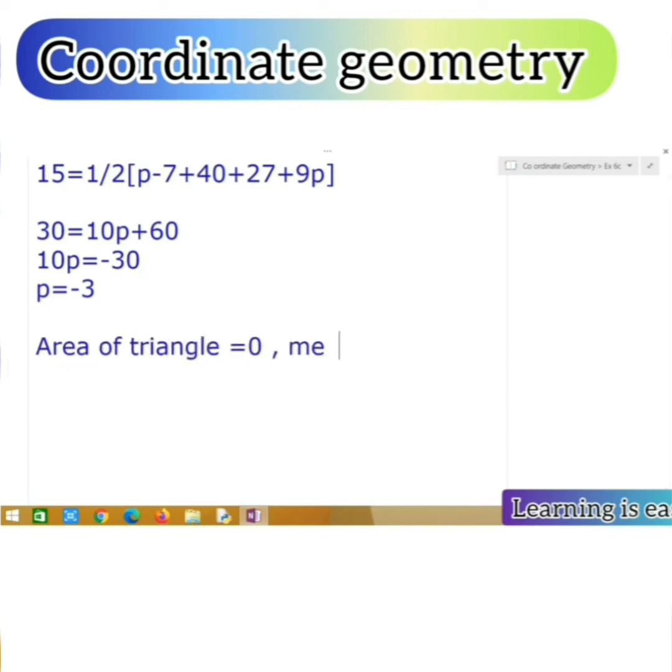And one more pattern you can see is when the area of the triangle is 0, that means the points are collinear. You can prove this pattern of questions also.